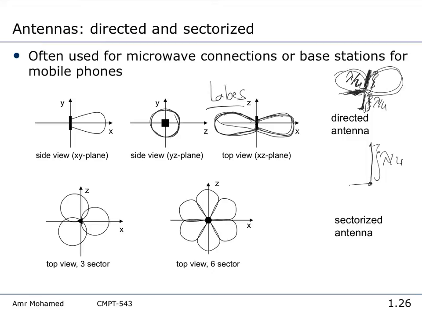So you have some lobes, which means you have some directive aspect in the antenna. They use that notion to design directive antennas in base stations. If you look at base station towers, have you looked at any? You always find a tower like this, and there is always a set of antennas around it. There are multiple antennas around it, and each one directs the radiation pattern into a certain direction.